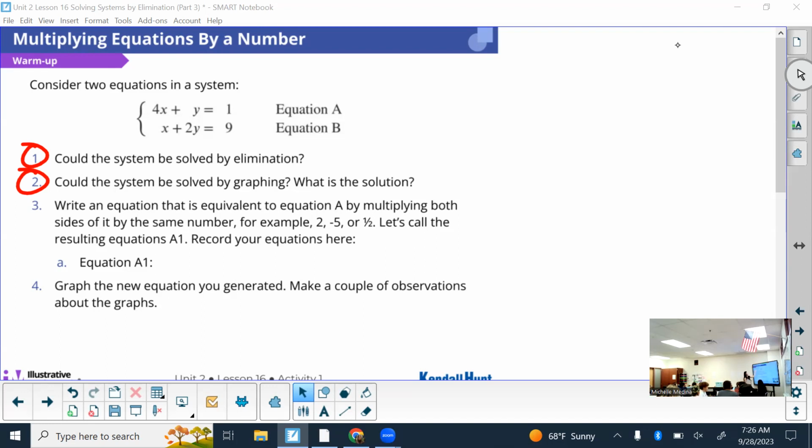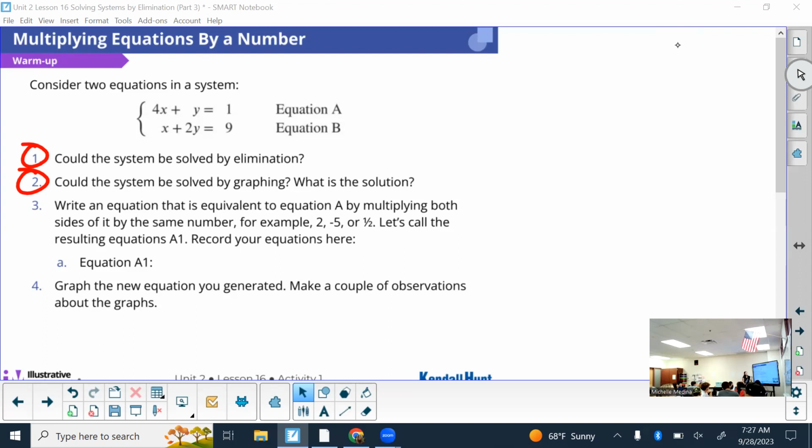If I want to solve it by elimination, I would need either this X to have a 4 or a -4 in front of it, or this Y to have a 2 or a -2 in front of it. Like, we want the numbers to be the same. They could be opposite symbols, but they need to be common coefficients for it to be solvable by elimination. And today I'll show you how to do that when it's not already like that.